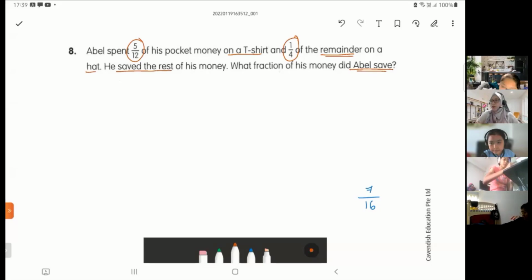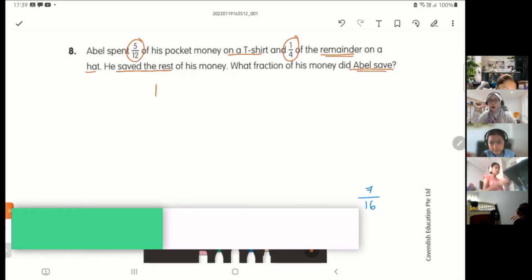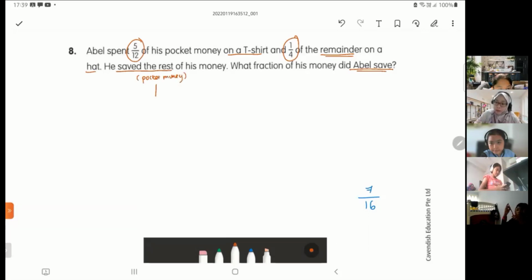So I know that I spent 5 over 12 of my money. So there will be a remainder. Am I right? When you spend something, there will be a remainder. What is the whole amount of money represented as? It is represented as one whole. Okay, this is his pocket money. If you don't understand, you would draw your model, starting with drawing like that first, before cutting. This model on its own is called one whole. I'm not going to draw a model for this question, just starting with fraction.